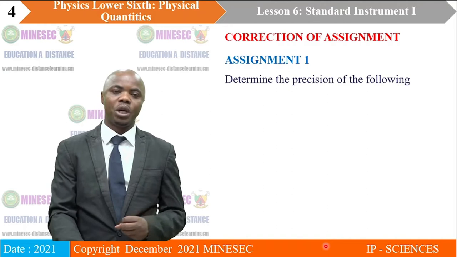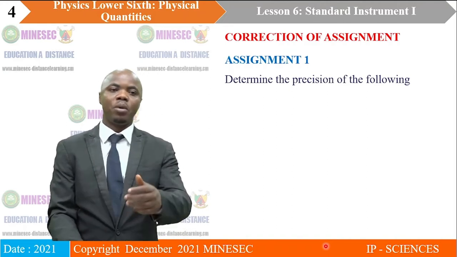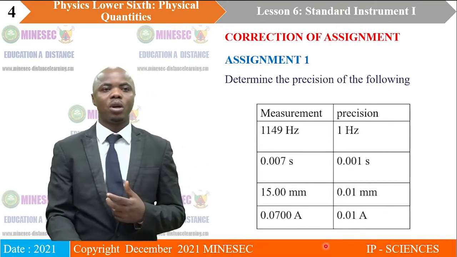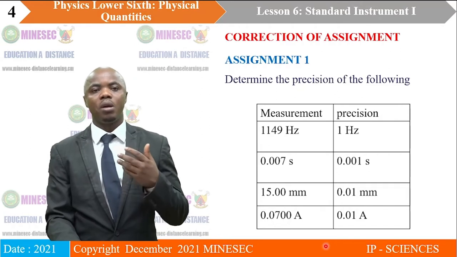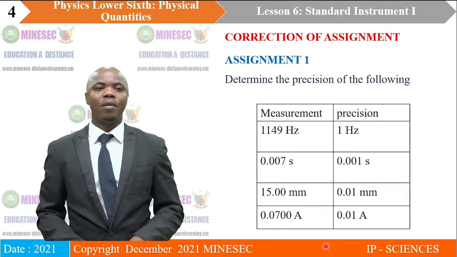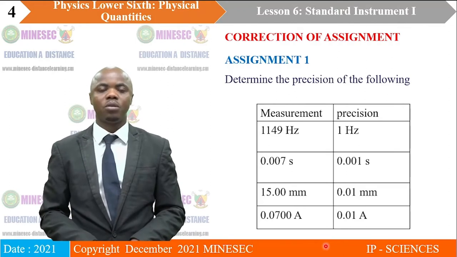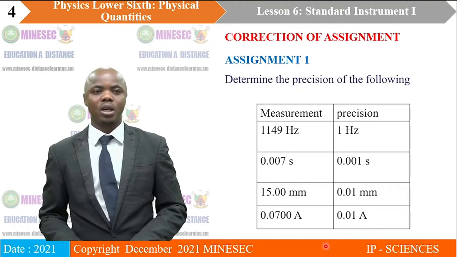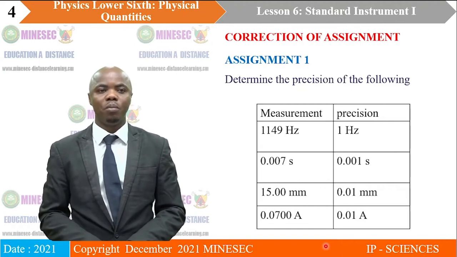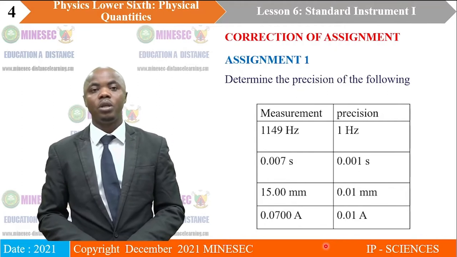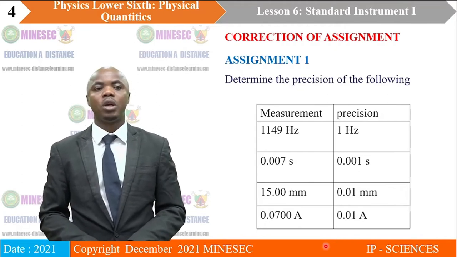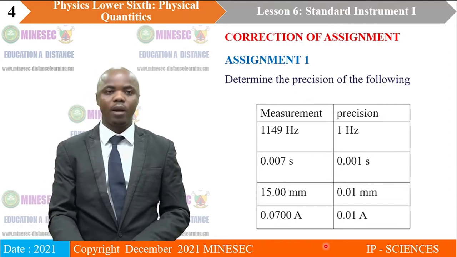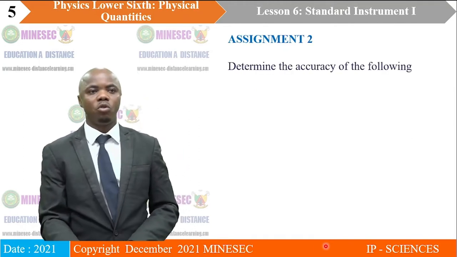And by precision, we say it's the smallest increment a measurement or a scale can have. So if you have 1149 Hertz, the precision is 1 Hertz. If you have 0.07 seconds, the precision is 0.01, which is the smallest increment on that scale. If you have 15.00 millimeters, the precision is 0.01. If you have 0.0700 amperes, the precision is 0.01 amperes.